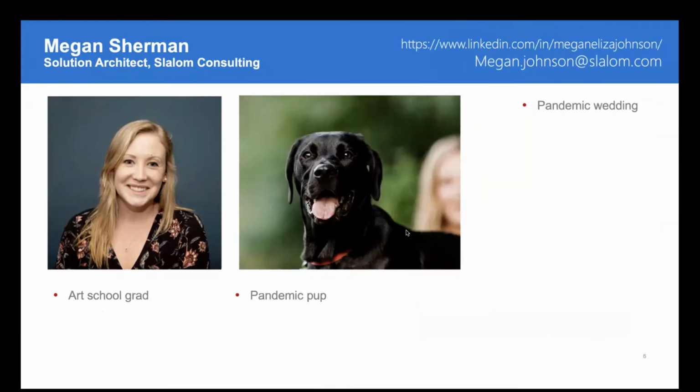MJ, you are next. I'm next. I tried to copy Jared's slide here of what he had. My background is in visual communication design. So I started at Slalom working with Jared, helping him design SharePoint sites. And then I slowly got sucked into the world of Microsoft, training on collaboration capabilities and helping people communicate as they're doing their cloud rollouts. I also got a pandemic pup, so I added my puppy in here. And I had a pandemic wedding. I didn't add a picture in here, but I recently changed my name. So my email is Megan Johnson.